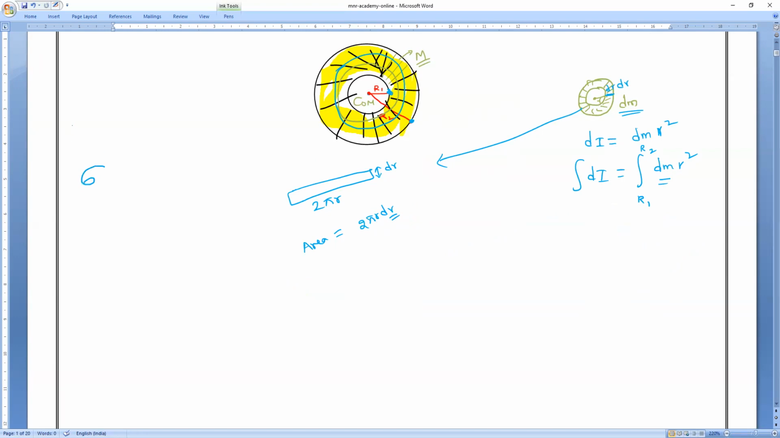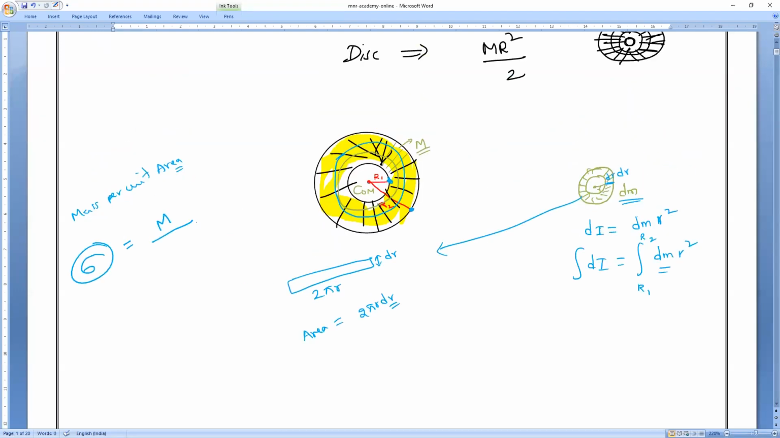Mass per unit area or mass per unit length? Mass per unit area. So sigma is equal to, we all know, total mass divided by total area. So can you tell me, Pradosh, what is the total area? See, that middle hollow sphere is there. So what is the total area?